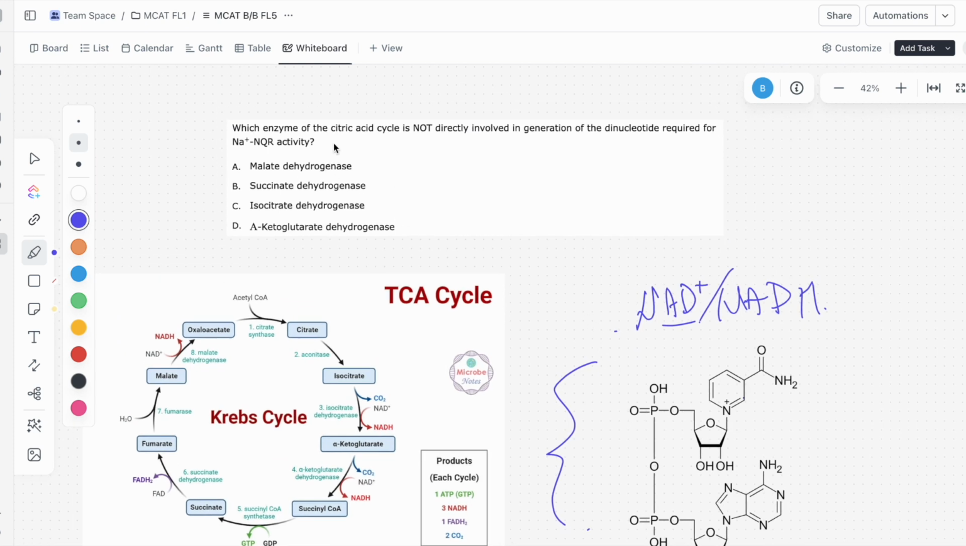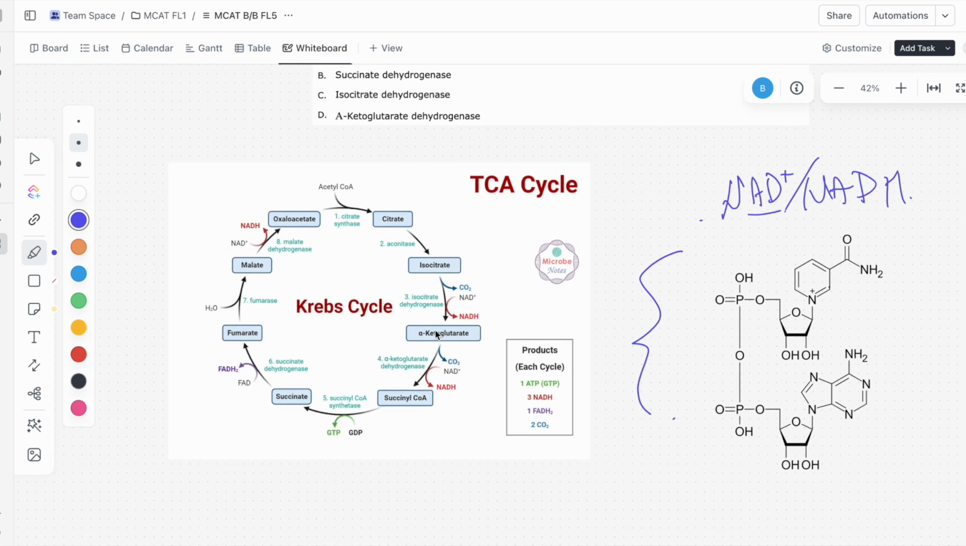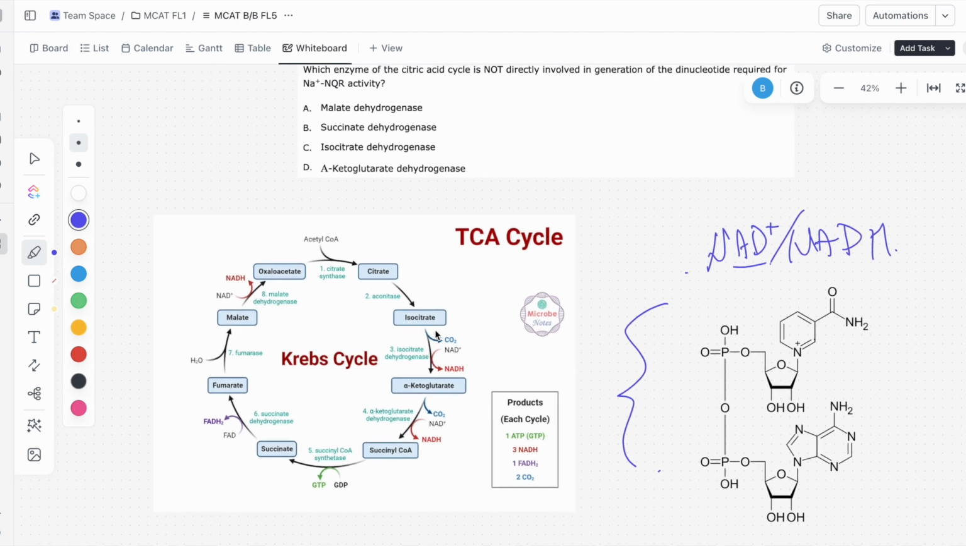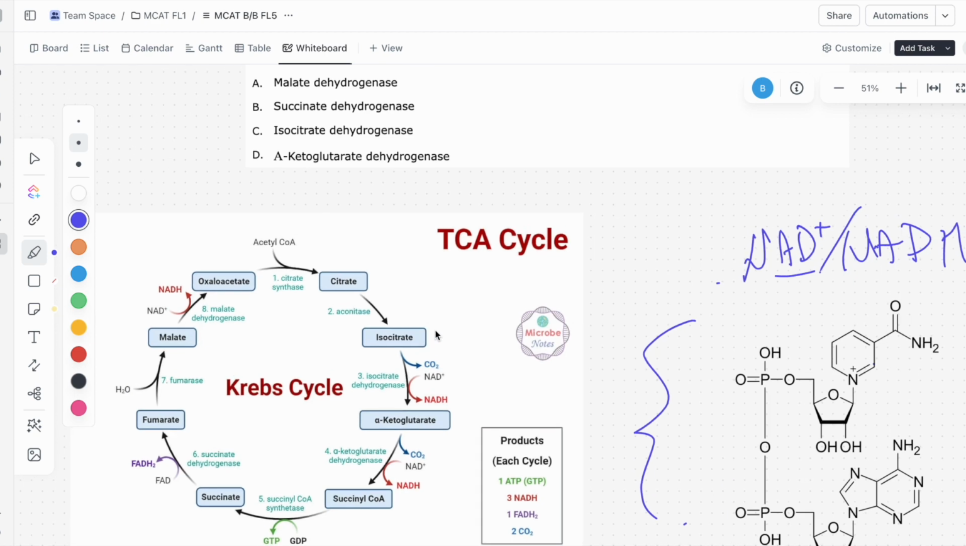So we're looking for an enzyme of the citric acid cycle that does not generate NADH. And here we go, the citric acid cycle right here. Remember, you guys have to memorize this citric acid cycle: all of the enzymes, all of the products, the reactants, the side products like CO2. Just memorize as much as you can about this cycle because this is 100% fair game for the MCAT. So let's look for the enzyme that doesn't produce NADH.